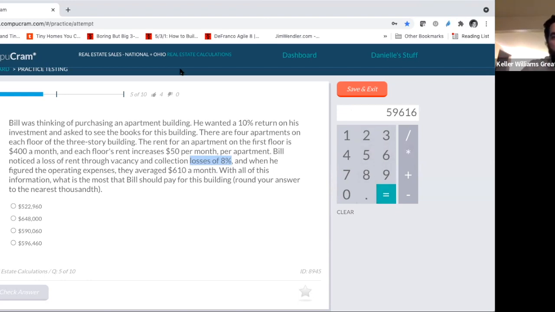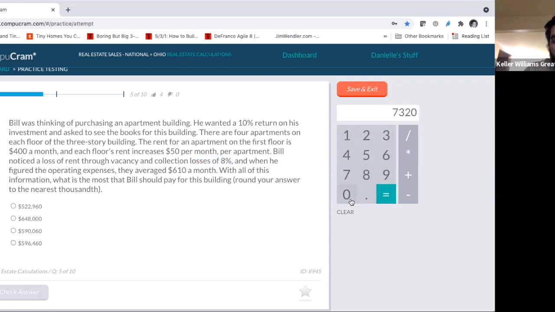So the number for total revenues, net revenues, after losses from vacancy and collections is 59,616. I'm just going to put that in the chat so we have it. So now I need to figure out what my annual operating expenses are. So that's 610 times 12.